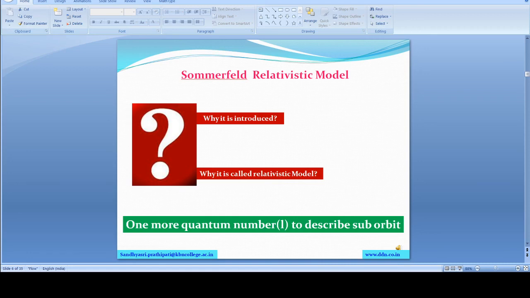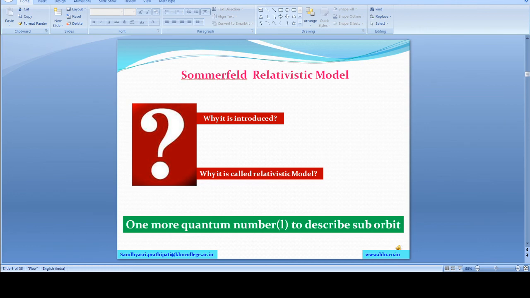To explain Sommerfeld relativistic model: why it is introduced and why it is called a relativistic model. One of the drawbacks, fine structure of spectral line, we have already studied in the previous session. To clarify that fine structure, Sommerfeld had introduced his relativistic model basically. Why it is called relativistic model? This will be explained in the next slide.